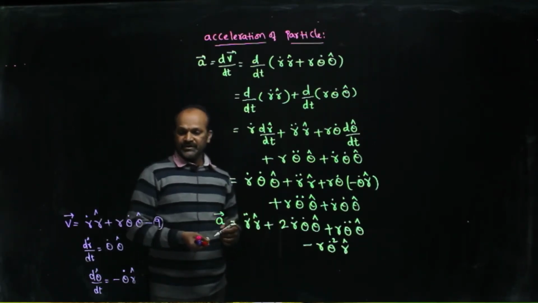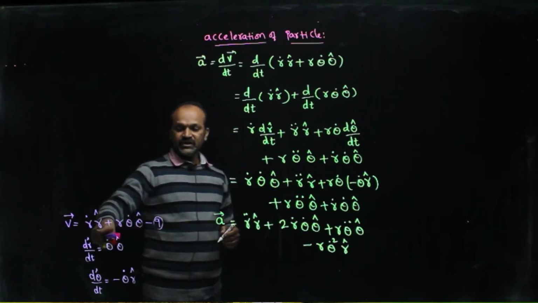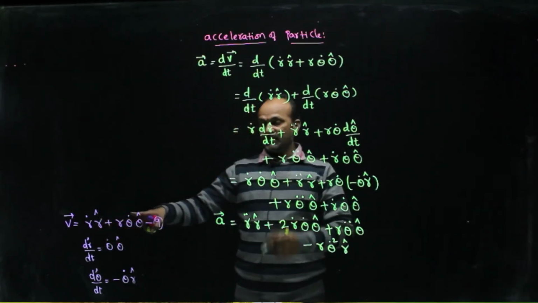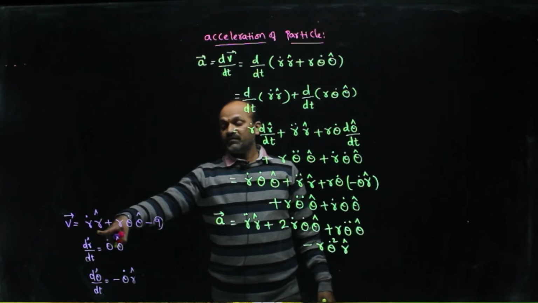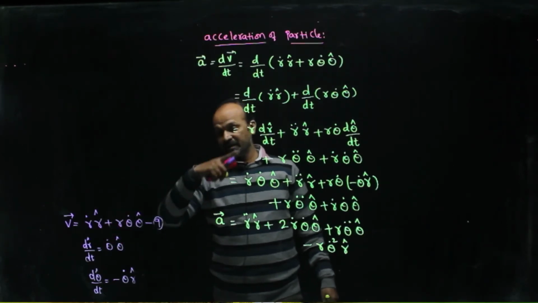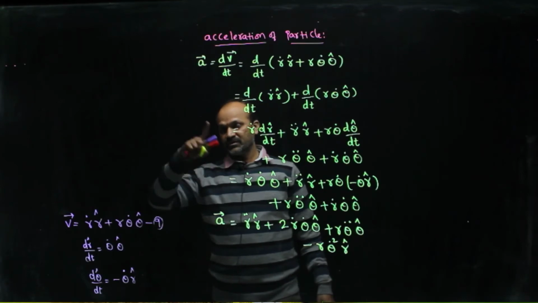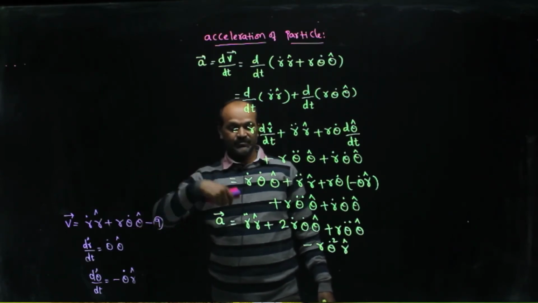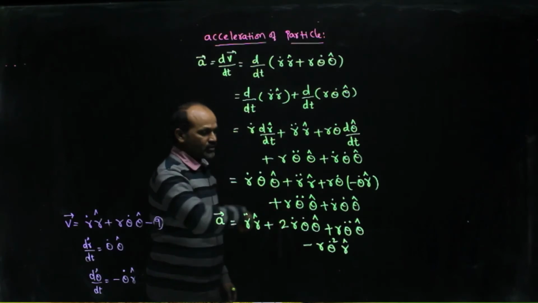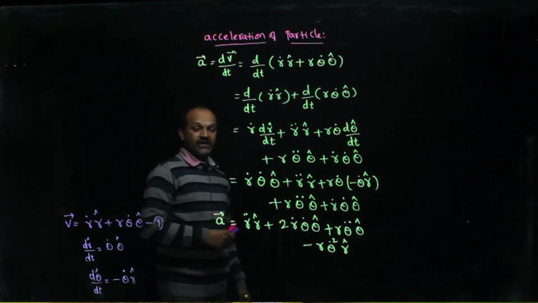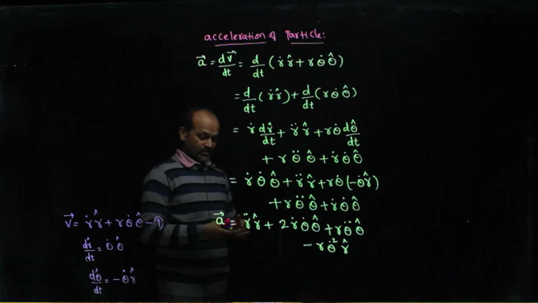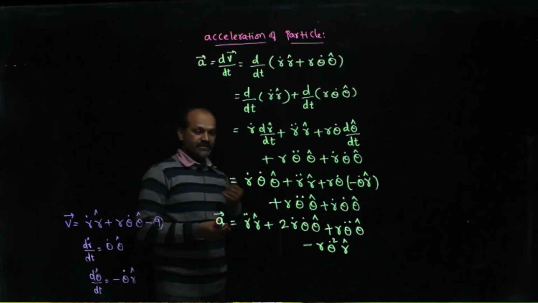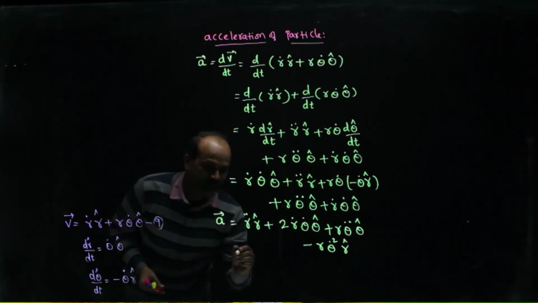Interestingly, when we derived the equation for velocity, the first term represents the velocity of the particle in the radial direction, and the other is when the angle is changing, in the tangential direction. In the same manner, these four parts of the acceleration equation each have their own importance, their own physical quantities. We will see that.